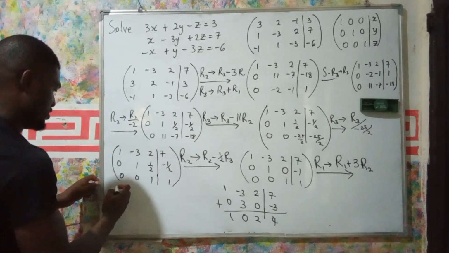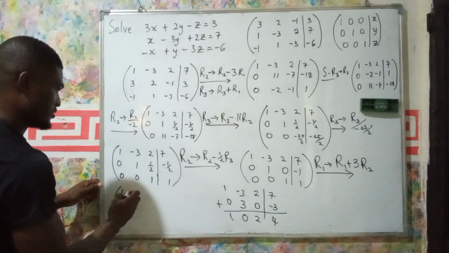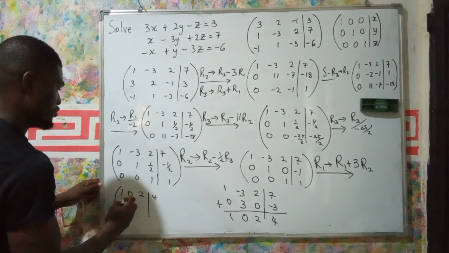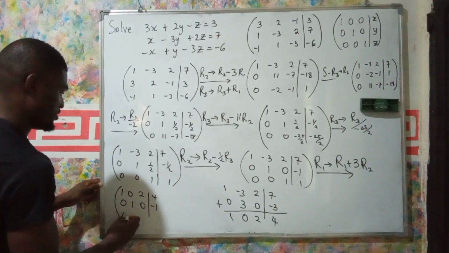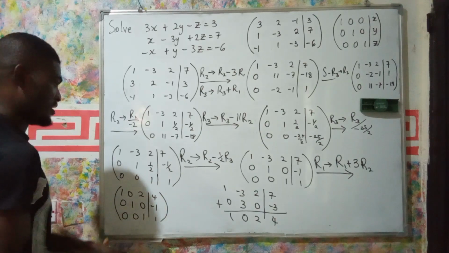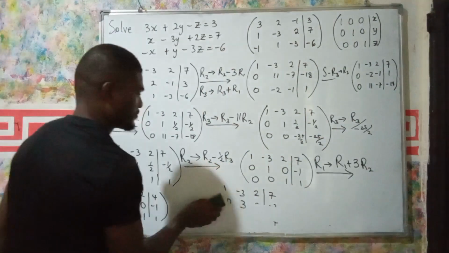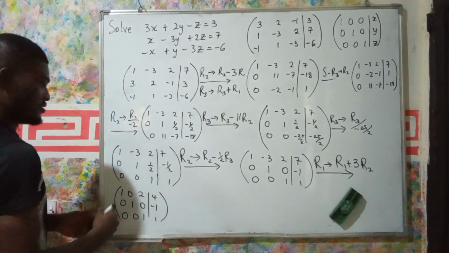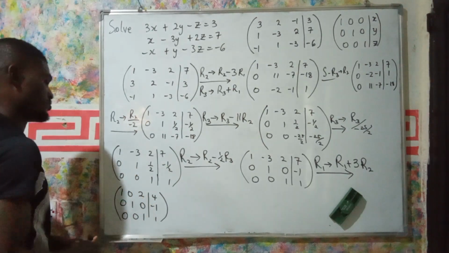So we can write it down here that our new row 1 is now 1, 0, 2, then we have 4. Row 2 is 0, 1, 0, minus 1. Row 3 is 0, 0, 1, 1. Okay? And then finally, we need to make this 0. So to make this point 0, we're going to multiply this by 2 and use it to subtract that.